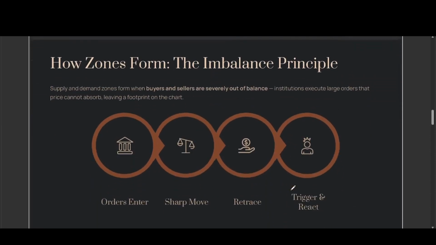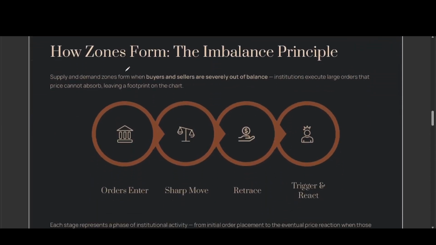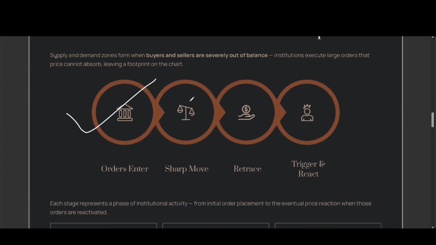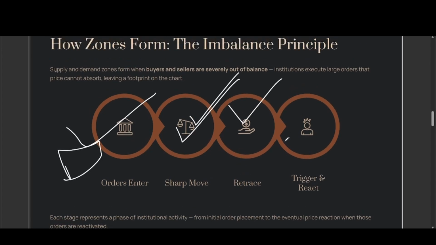Now, how to find zones? First, you should see where orders are and from which zone, and find a zone. Next, make sure that there are sharp moves from that zone. Next, make sure it gives a retracement, and after the retracement, it gives a very strong upward candle, a spike, and thus you enter.